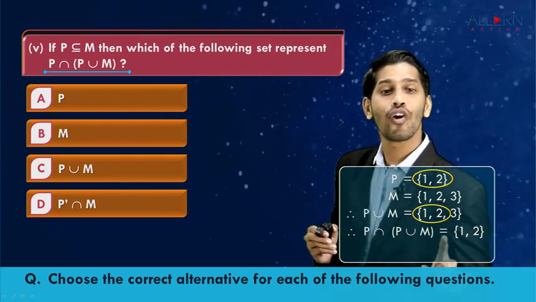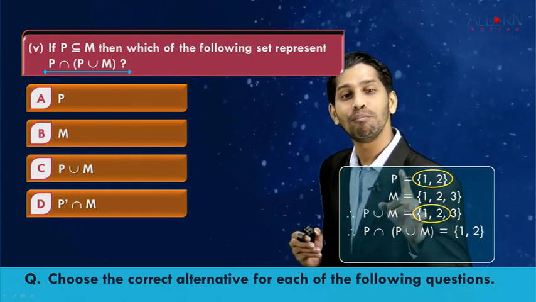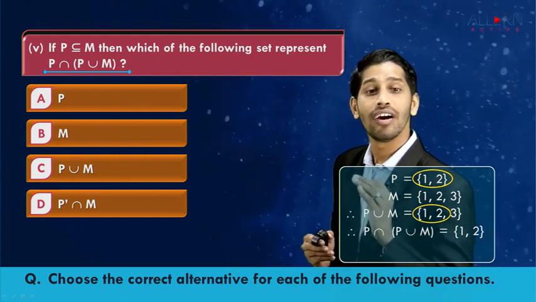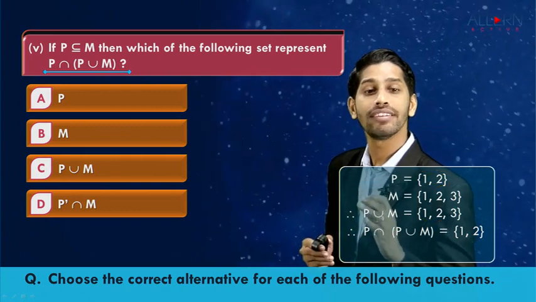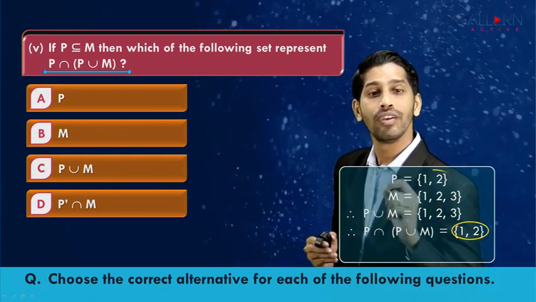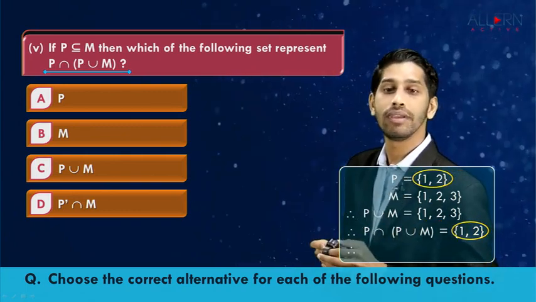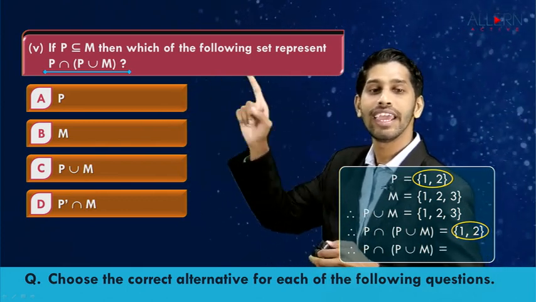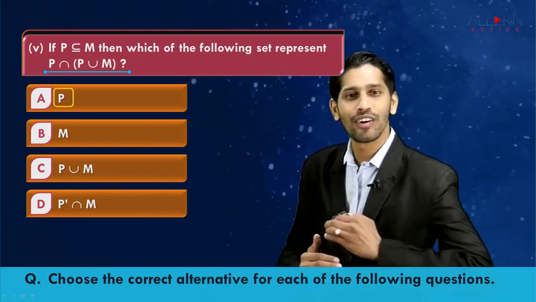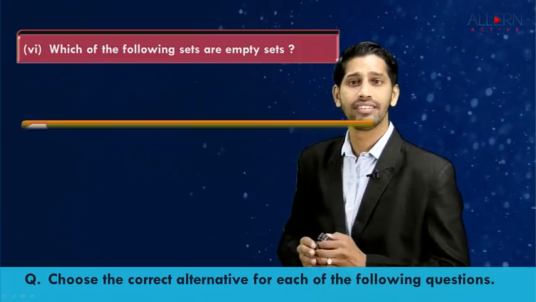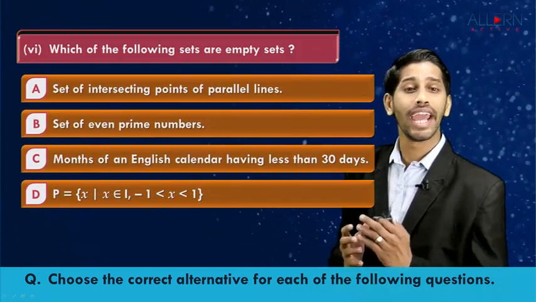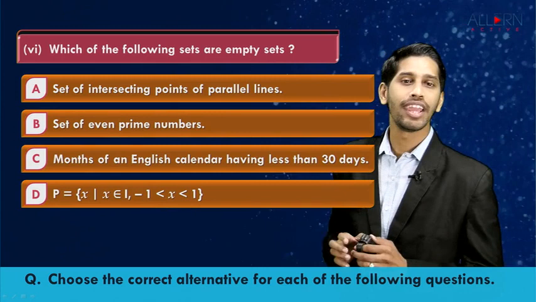And this 1, 2 is nothing but P. That means after we solve P intersection P union M, we get P. That means option number A is right answer. Let's take one more MCQ. Question says that which of the following are empty set, and 4 options are given to us.